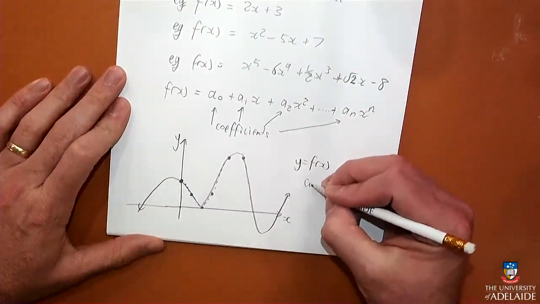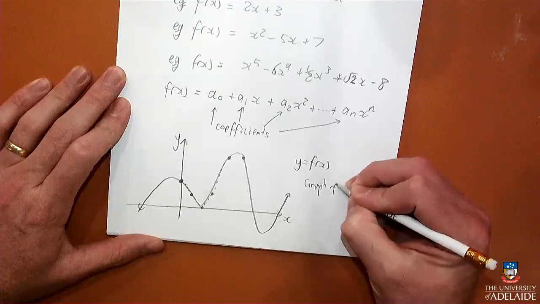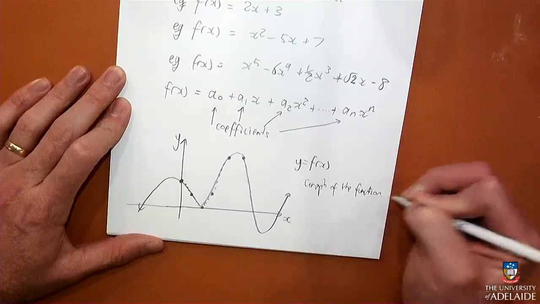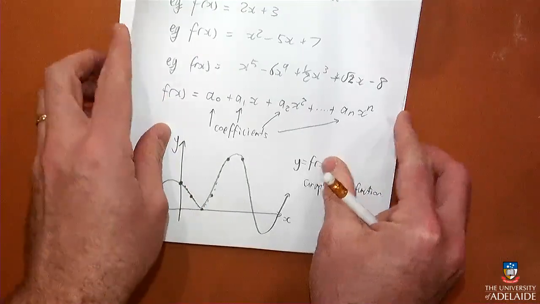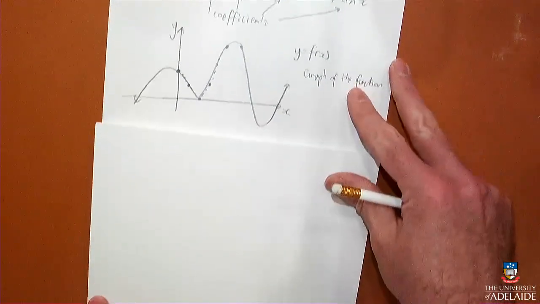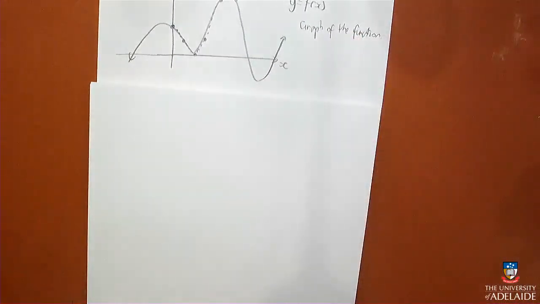So this is called the graph of the function. Okay, so I'm going to talk about various different features of this graph and talk about various different features of the function and make sense of how these things are related.